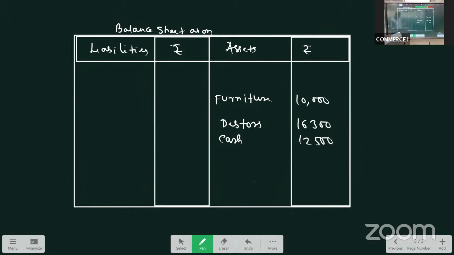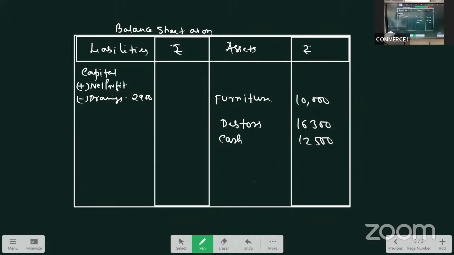Then purchases we have taken, sales return, opening stock, all these we have taken. Drawings. Drawings we will deduct from capital. Drawing is given as 2,900. That we will deduct from capital after adding net profit. So drawings given is 2,900. We will deduct this.